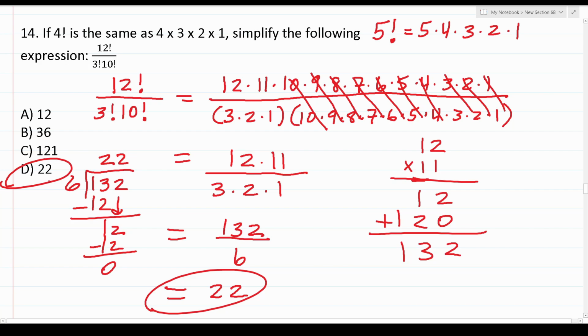I do have a video on factorials. I work out many of these examples in that video. So if you struggle with factorials, go check out that video. This topic does sometimes show up on the ASVAB.